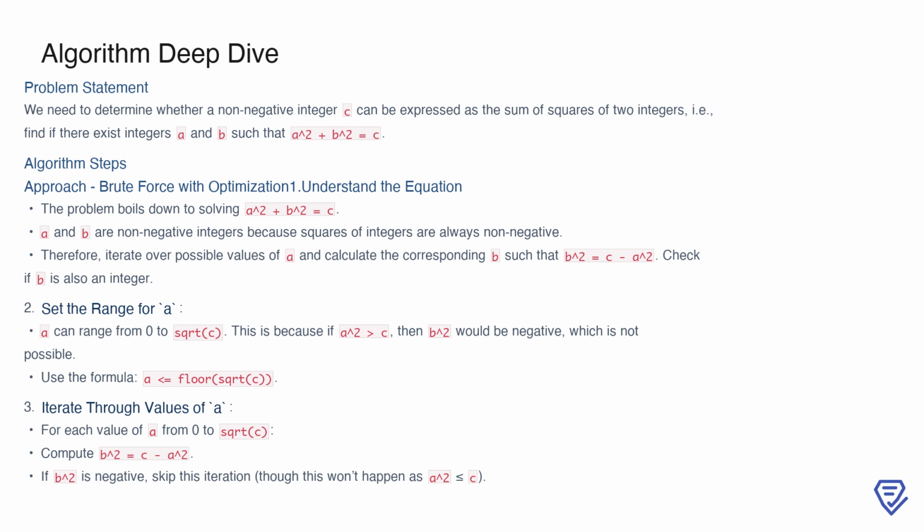Instead of iterating over all possible integers, a only needs to range from 0 to the square root of c, because if a^2 exceeds c, b^2 would become negative, which is not possible. Using this upper bound ensures efficient computation. For each value of a within this range, we compute b^2 and check if it's valid.